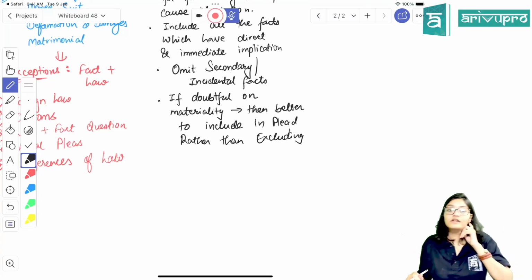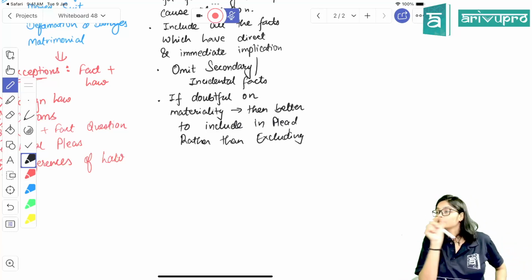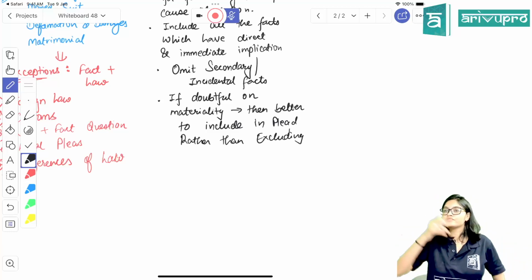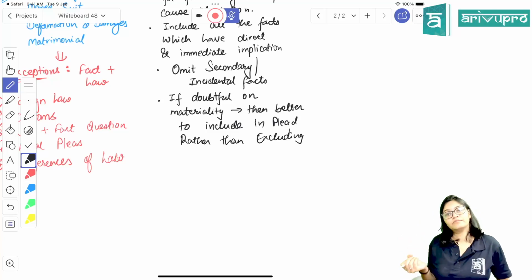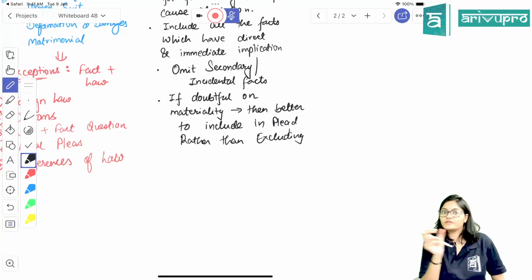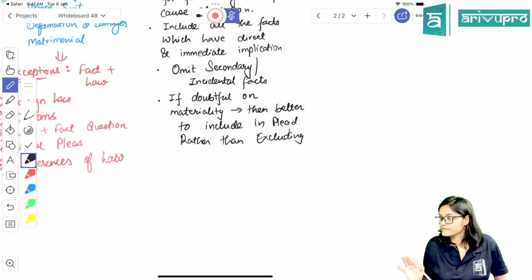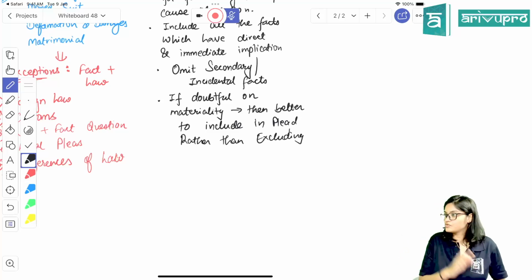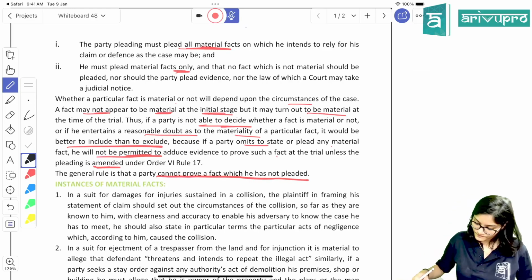For example, in a defamation case, what is material? Words used. Whatever words you are using for me, that becomes material, right? Same, if it is a case of, let us say, a money suit, maybe the words may not be that much material, right? So it depends on case to case. Till now, I hope this is clear. What is rule 1 and what is rule 2? Now let us see some exceptions.